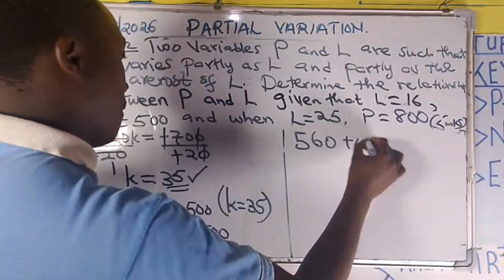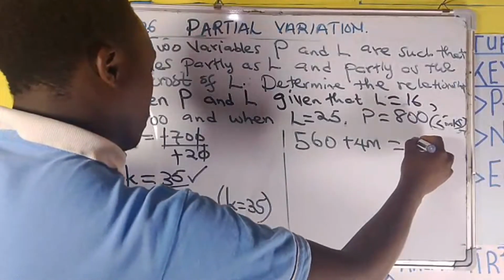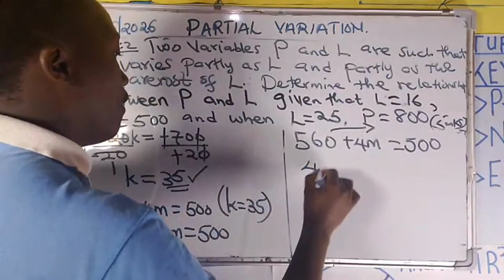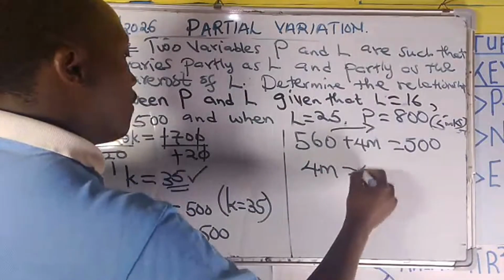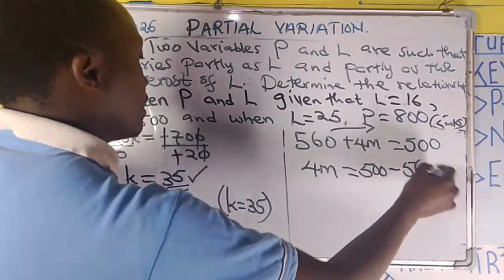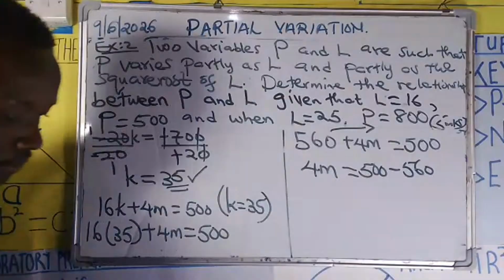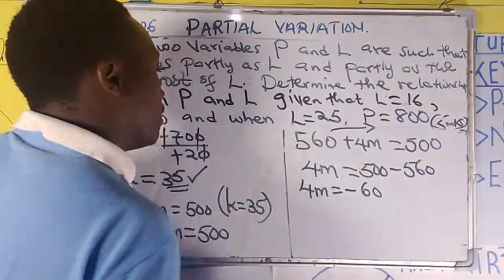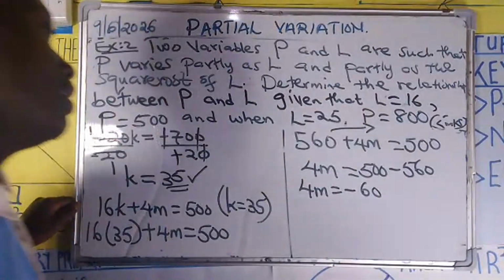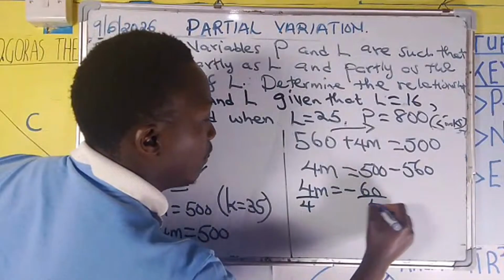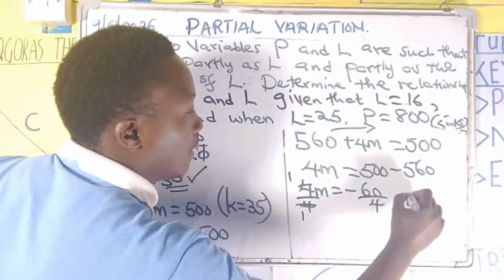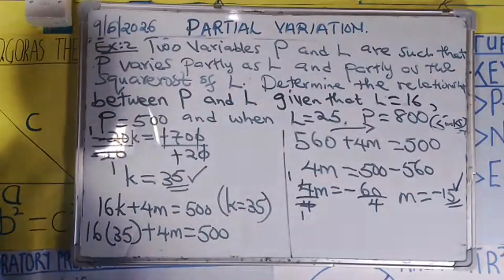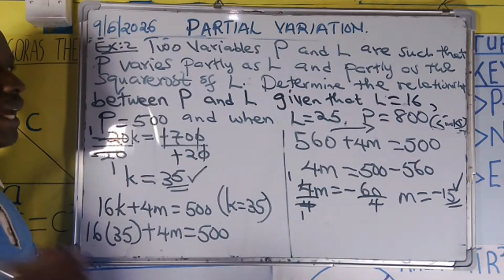Plus 4M is equal to 500. So we will take this to the other side, and we have 4M is equal to 500 minus 560. And by doing so, we are going to have 4M is equal to negative 60. So we will divide both sides by 4, and when we divide, we get M is equal to negative 15.